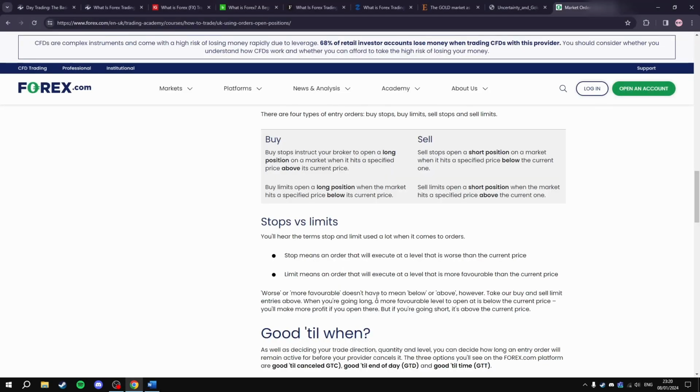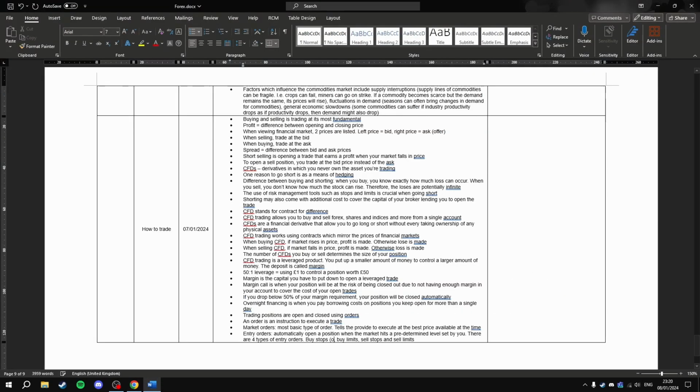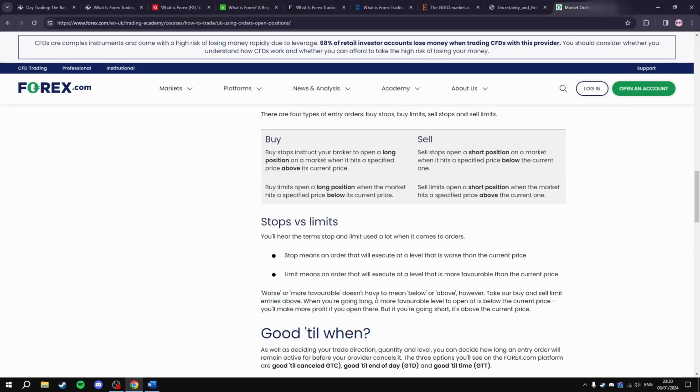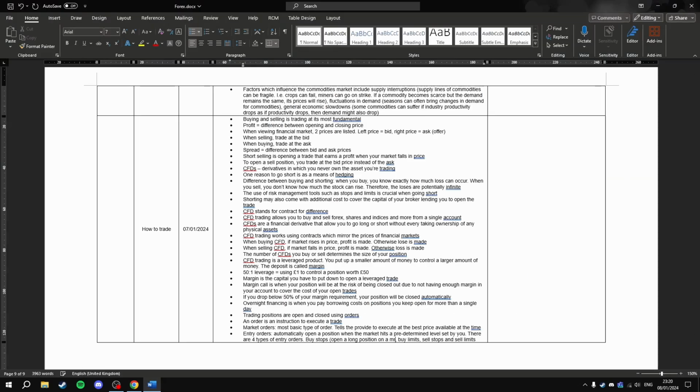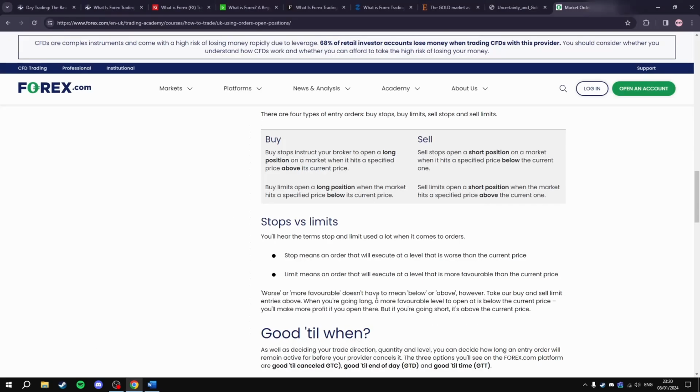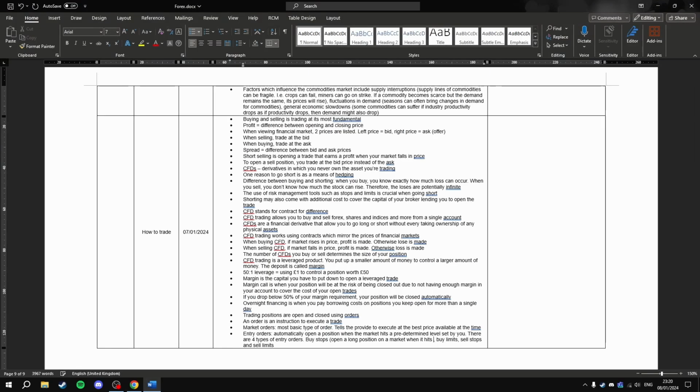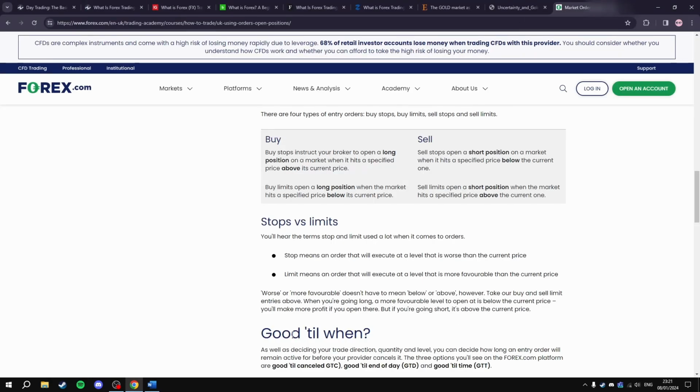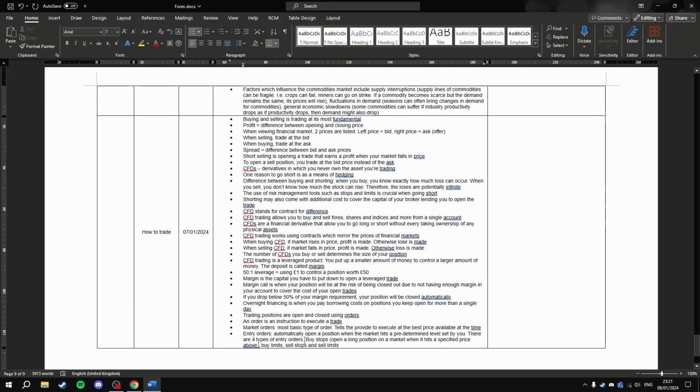Instruct your broker to open a long position on a market when it hits a specified price above its current price.